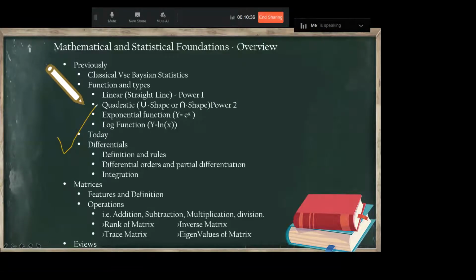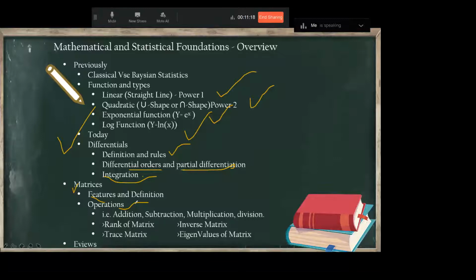Today, this is really important. That you already knew, and I'm sure that you have revised it. Today we're going to talk about differentials. What is differentiation and what are the rules we need to take care of during differentiation? Then how many orders can we differentiate, what is partial differentiation, and what is integration? If we have enough time, we will also touch matrices, their features and definition, and the operations, because matrices usually involve addition, subtraction, multiplication, and division.